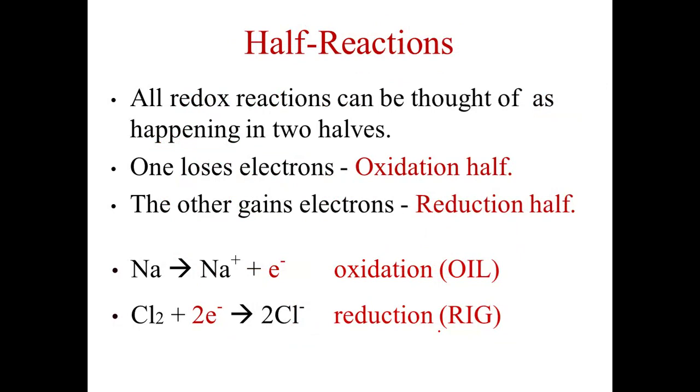So when you're writing your half reactions, you simply want to keep track of those electrons as they are gained and lost. So as sodium forms the sodium plus 1 ion, it loses an electron. Electron is on the right-hand side as a product. As chlorine is reduced, so sodium is oxidized, and chlorine gains electrons and is reduced.